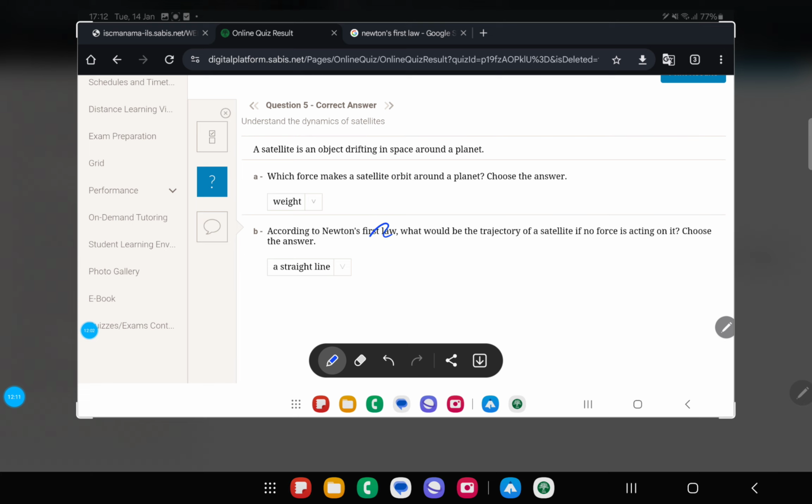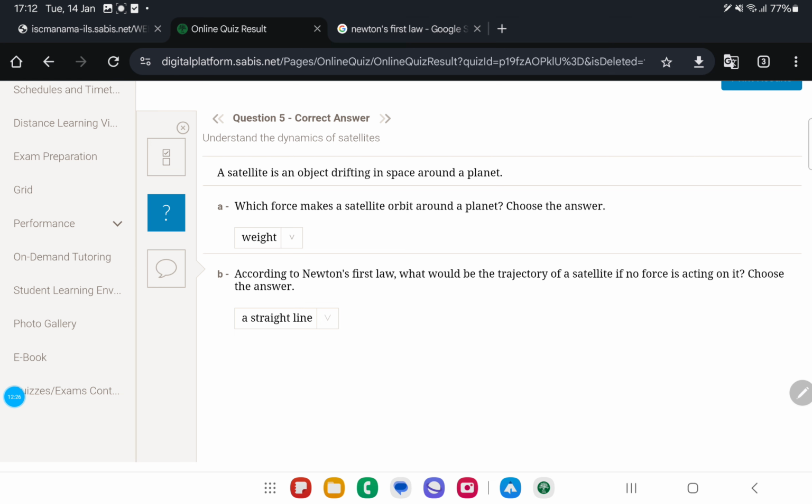According to Newton's first law, what would be the trajectory of the satellite if no force is acting on it? Okay, a straight line. Now, why? Because first, what does Newton's first law state?